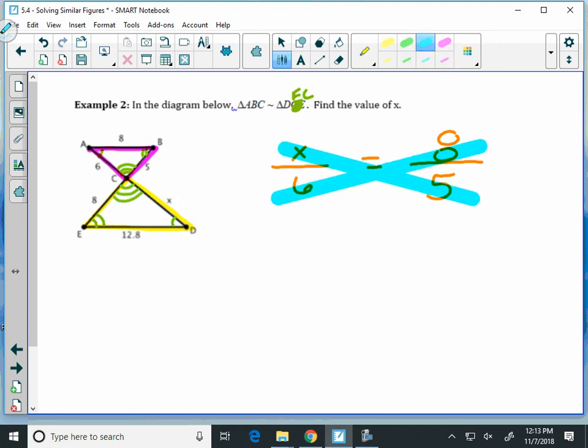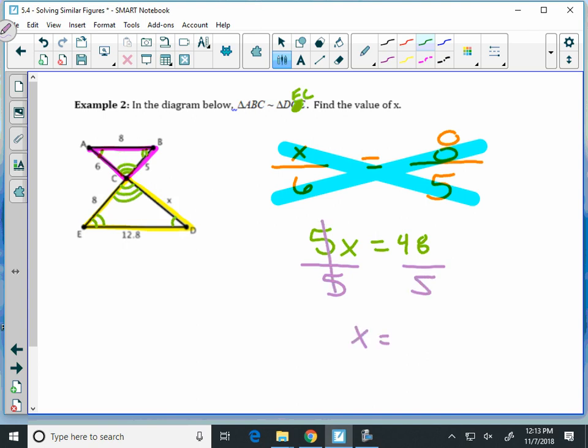When we cross multiply, x times 5 is 5x. 6 times 8 is what? 48. What do we have to do with that 5? Divide by 5. And 48 divided by 5 is what? You're looking at 5 right here. What do we get when we do 48 divided by 5? Good. 9.6.